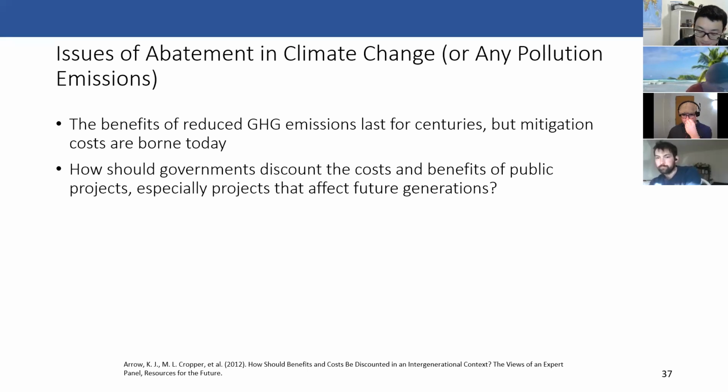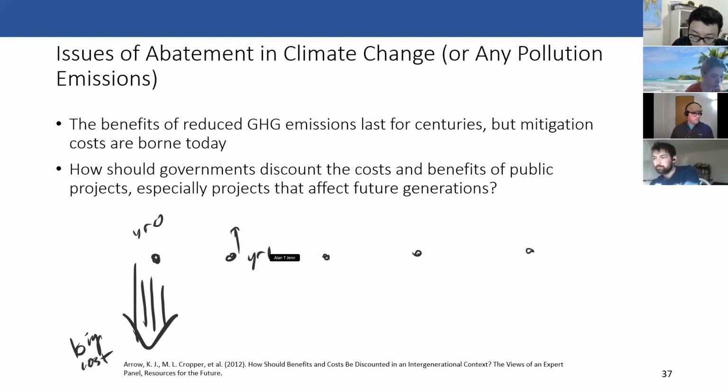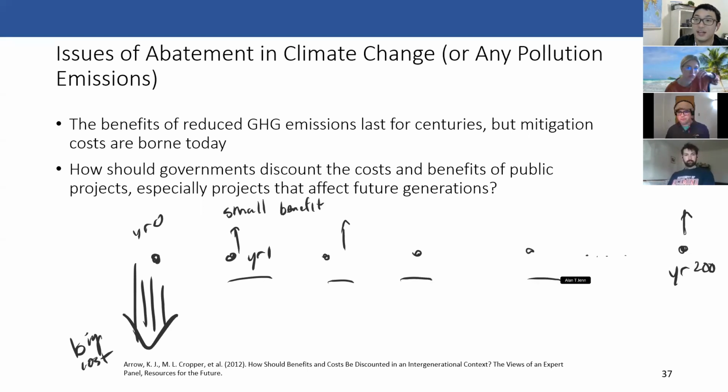And so again, to help hammer this point home, you might have a really, really big cost here in year zero. And then in year one, a small benefit, but that benefit happens over a really long period of time. Maybe this goes out to year 200. But because these are all getting discounted, that value, even summed up over a long period of time, ends up being really small, unless you can make the discount rate really small. So that's the whole concept here.